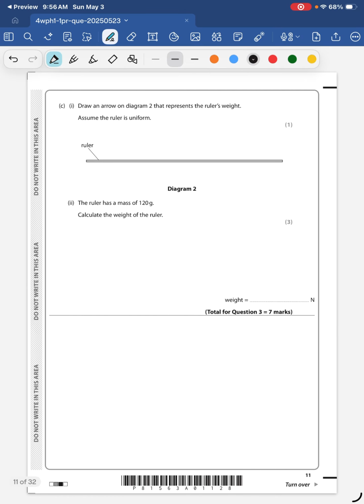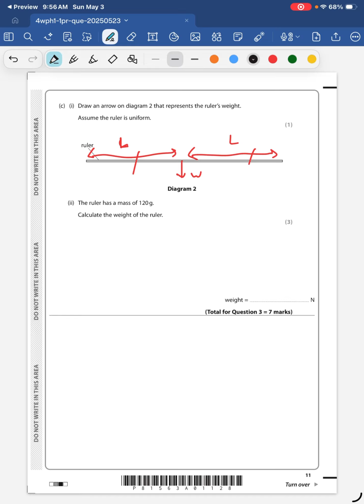All right. Part C, draw an arrow on diagram 2 that represents the ruler's weight. Assume the ruler is uniform. Okay, so the center of mass of this thing is going to be in the middle because it's uniform, right? So the weight is going to be in the middle and it's going to point down. So that's the weight, okay? And you have to specify, I guess, that these lengths are equal, or you can write something like this.